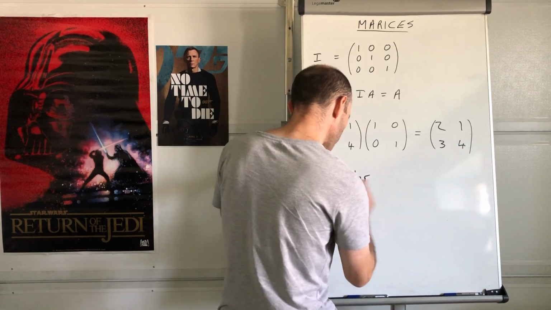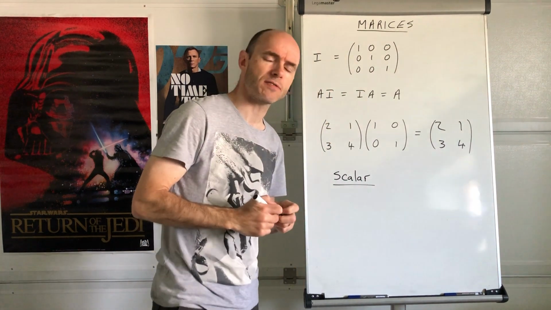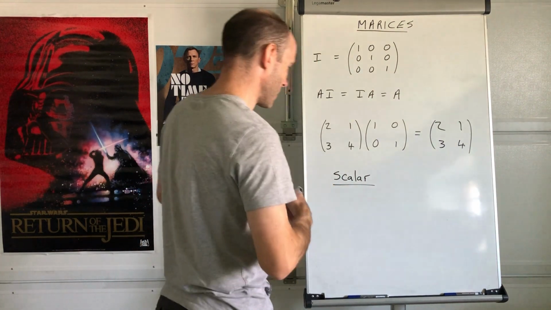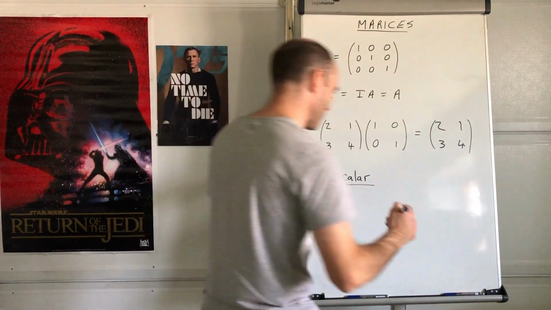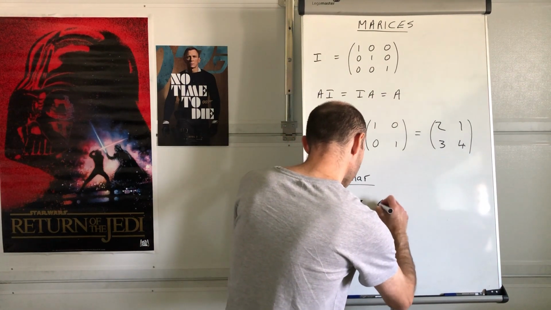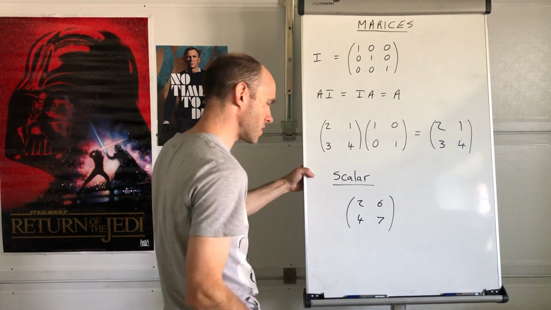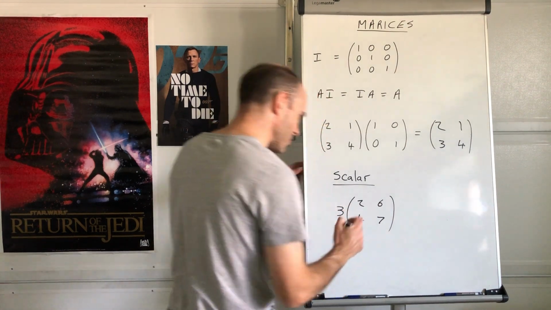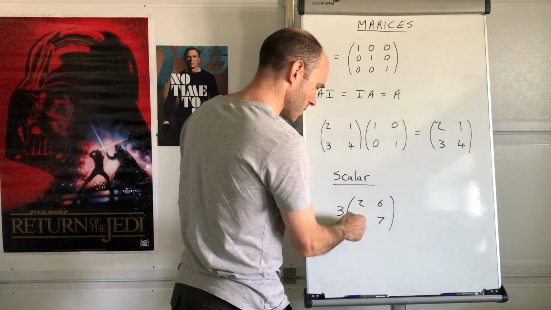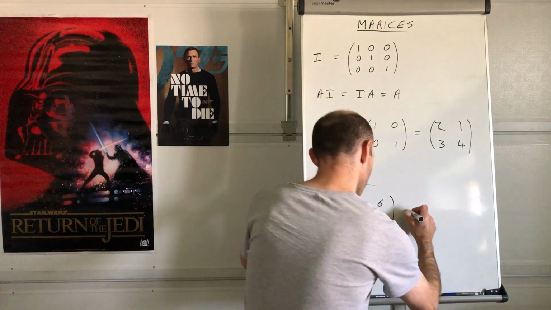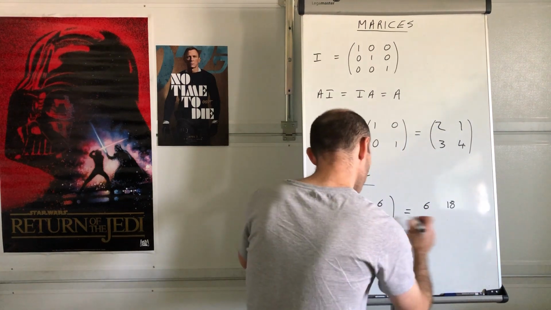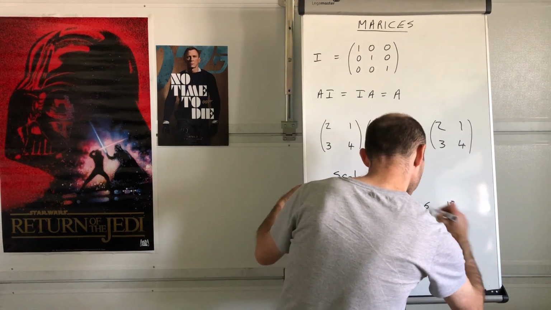Now, a scalar is exactly the same as the definition we use for vectors. Remember, a scalar is just a number, a numerical value. So suppose you've got a matrix like this, 2, 4, 6, 7. If you want to multiply that by a scalar, 3, it's rather simple. You just do 3 times each one of these elements. And so you do 3 times 2, 3 times 6, 3 times 4, and 3 times 7.